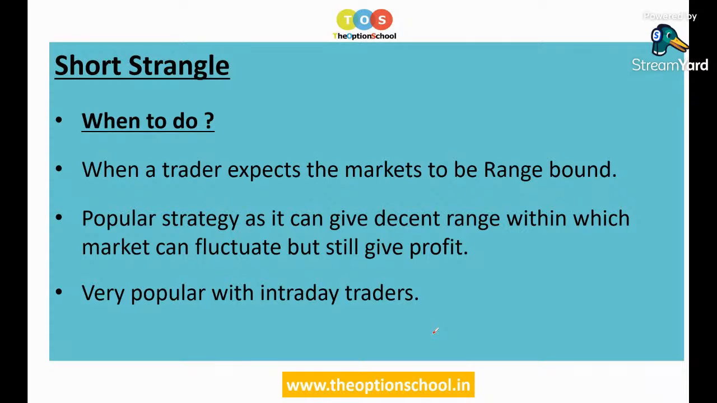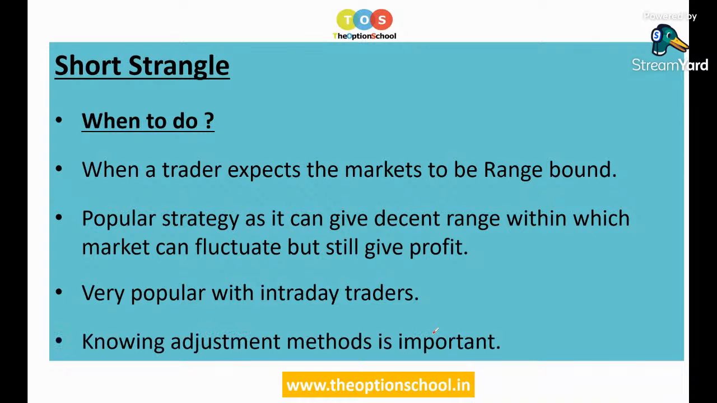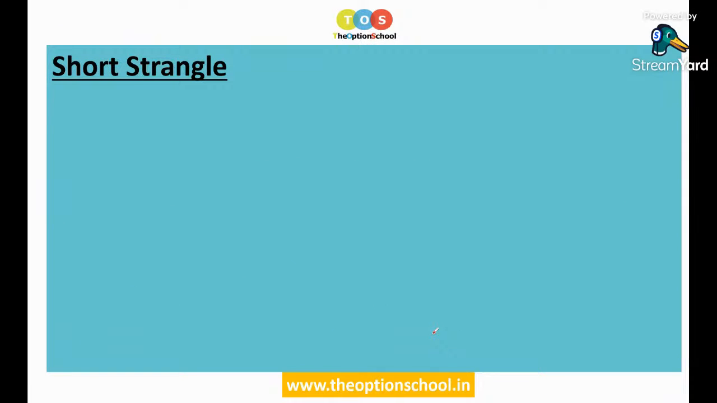So what generally they do, right in the beginning, after an initial settlement of 5-10 minutes, they will sell a strangle, and anytime they are getting a decent profit during the day because of decay, they will square it off, and that is how most of the intraday trades are done in short strangle. There are obviously some adjustment methods also in case the market moves here and there. So you need to deploy some adjustment methods also. Knowing adjustment methods, whether you are doing it as a positional trade or as an intraday trade, is really important in this strategy also because it's an unlimited loss strategy.